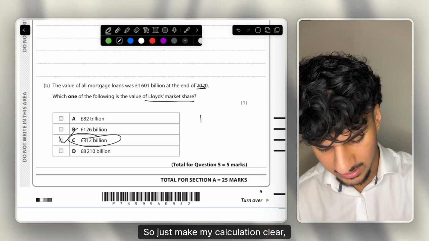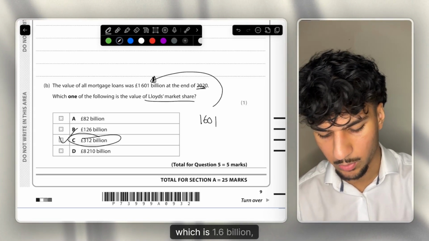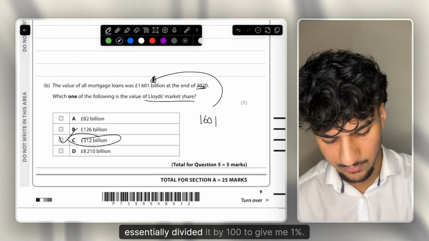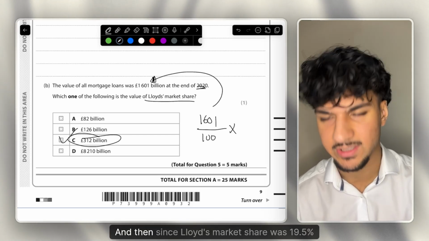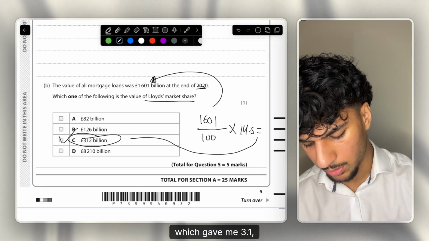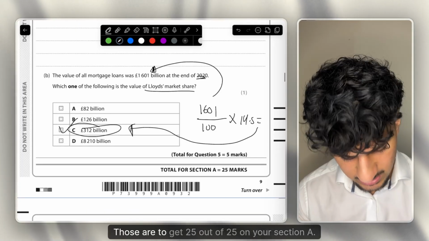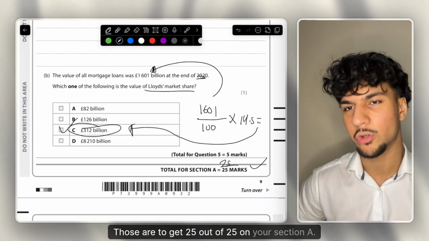Just to make my calculation clear, since this is the total value of all the mortgages, which is 1.6 billion essentially, I divided it by 100 to give me 1%, and then since Lloyds' market share was 19.5%, times it by that, which gave me 312 billion. But yeah, that is section A done. That is how to get 25 out of 25 on your section A.